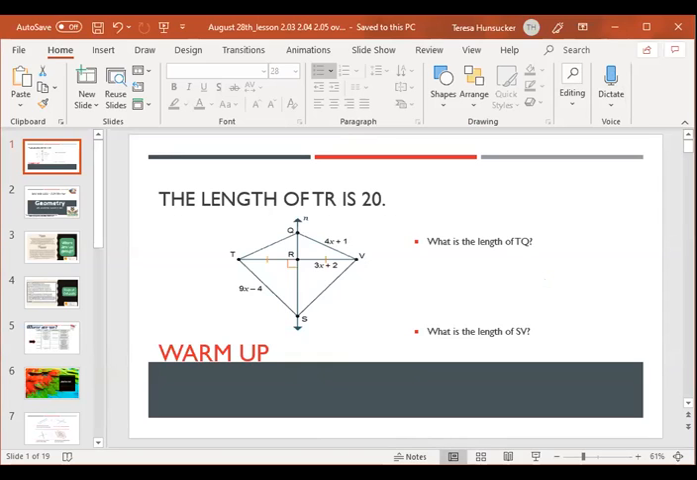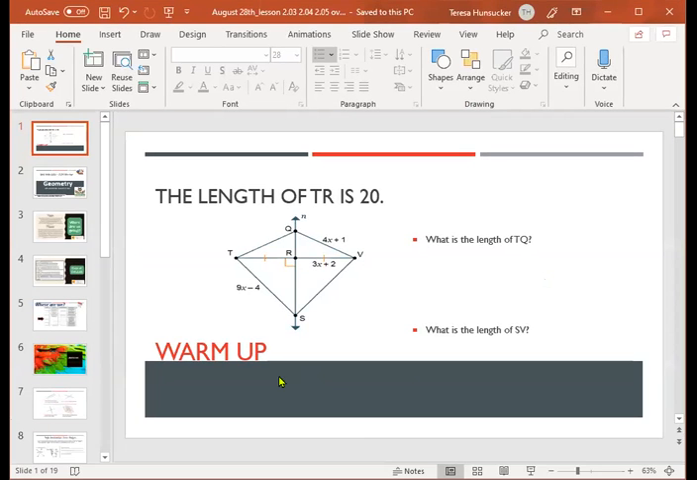Can I get you all to do this problem as a warm-up? By the way, I have a joke for you. Do you want to hear it? Do you want to hear a good joke? All right.